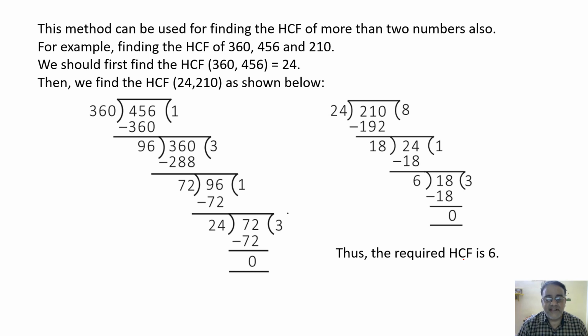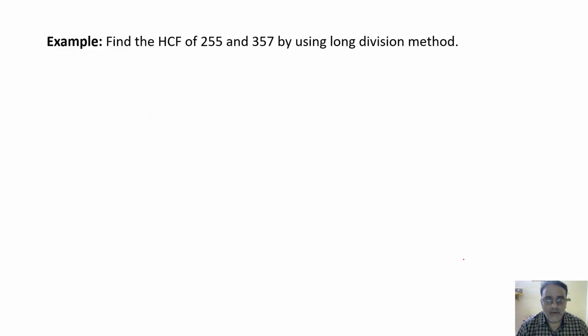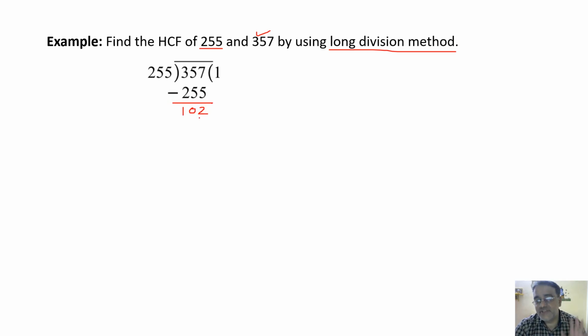Okay, let's see one more example. I will explain 2 more examples. So find the HCF of 255 and 357 by using long division method. Right? So which is the greater number? Larger number? Sir, 357. Right, so 357 we will divide by 255. So definitely first is 255 into 1. So 255. So what we are getting? 102, which is not equal to 0.